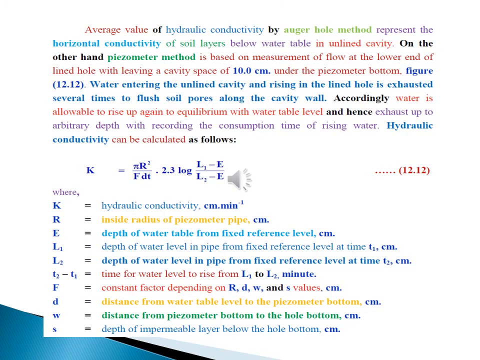Look, my dear, the average value of hydraulic conductivity by the auger hole method represents the horizontal conductivity of the soil layer below the water table in an unlined cavity. On the other hand, the piezometer method is based on measurement of flow at the lower end of a lined hole with a cavity space of 10 cm under the piezometer bottom, as shown in the enclosed figure and equation.